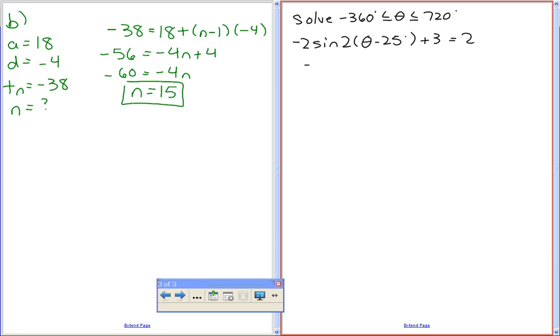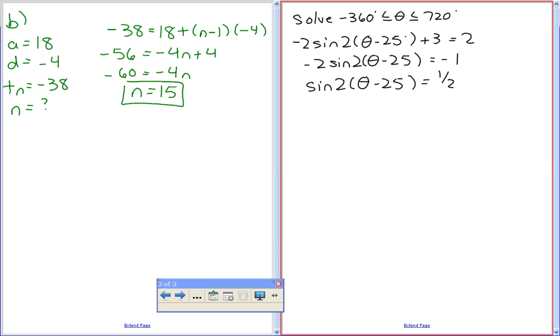Right. So negative 2 sine 2 theta minus 25 equals negative 1. So things are looking good, but not yet great. Okay, let me try writing this down. Next step is what? Sure, divide by -2. This may change it to positive 1/2. Okay, without using your calculator, what sine of what equals 1/2?